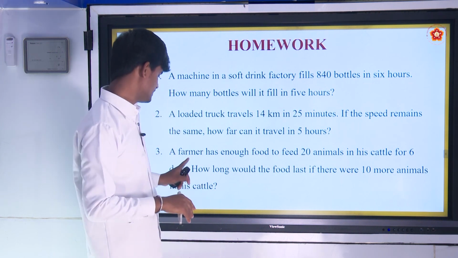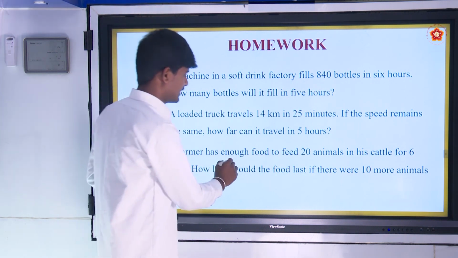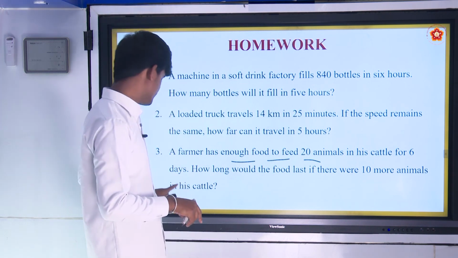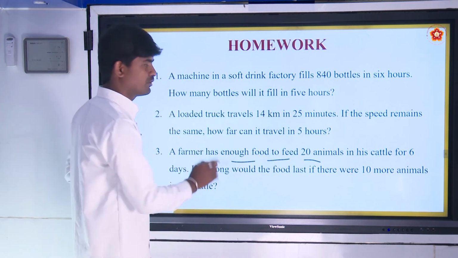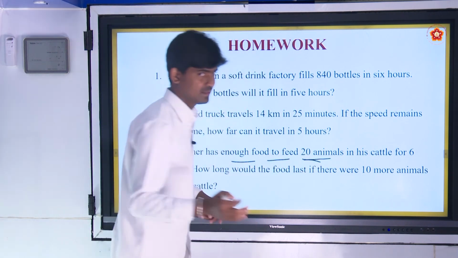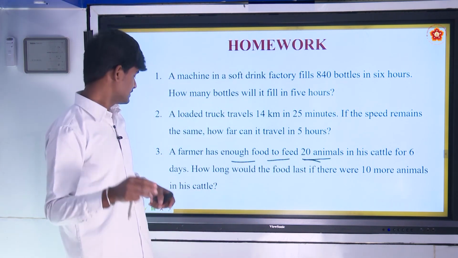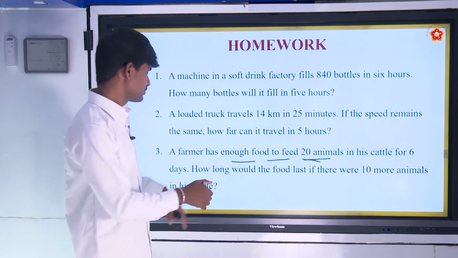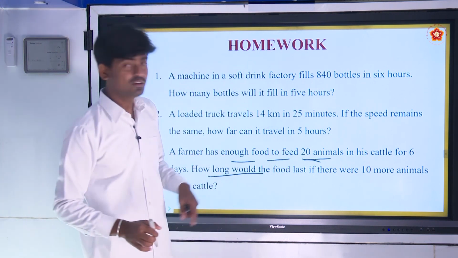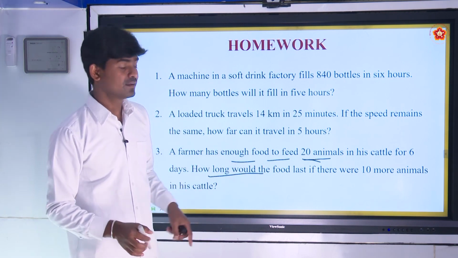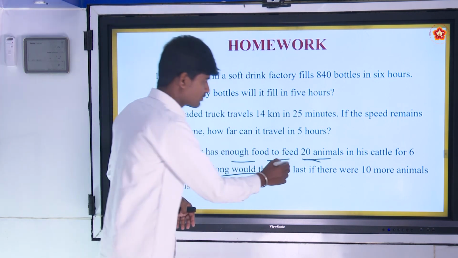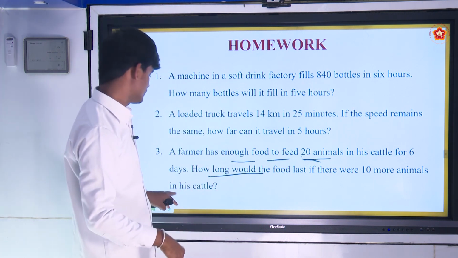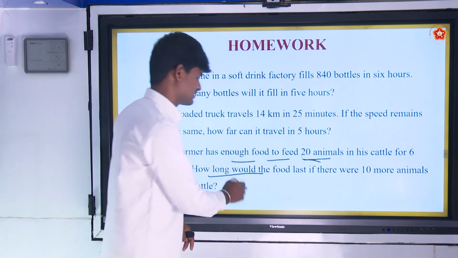Third and last question: a farmer has enough food to feed 20 animals in his cattle for 6 days. That means he has 20 animals and food for 6 days. How long would the food last if there were 10 more animals? That means there would be 30 animals in his cattle. So this is the question.